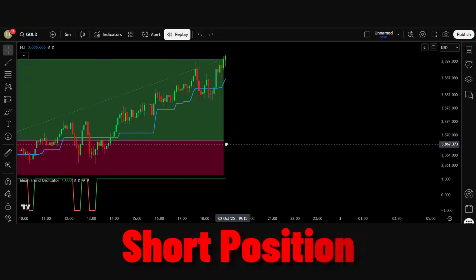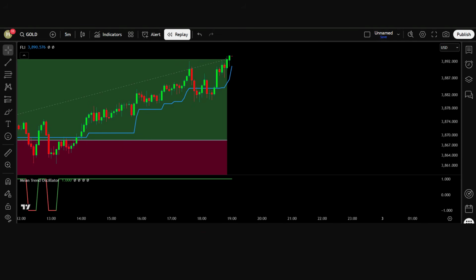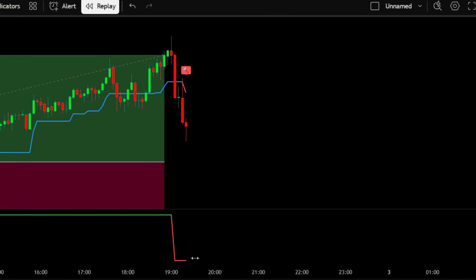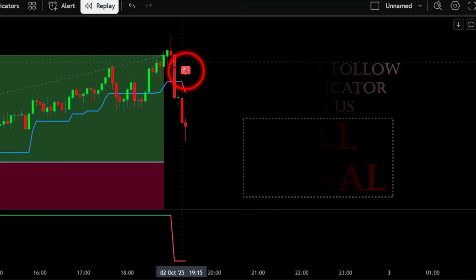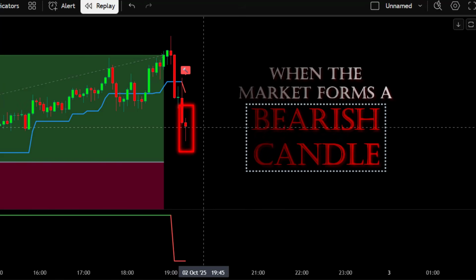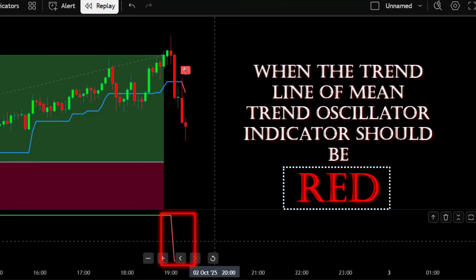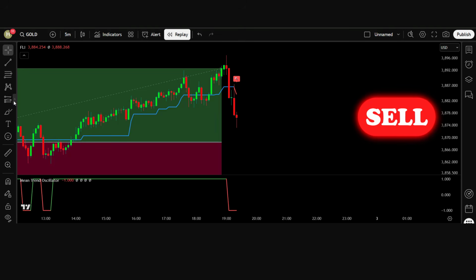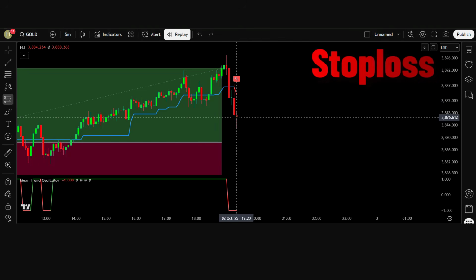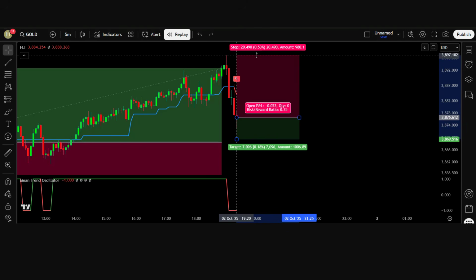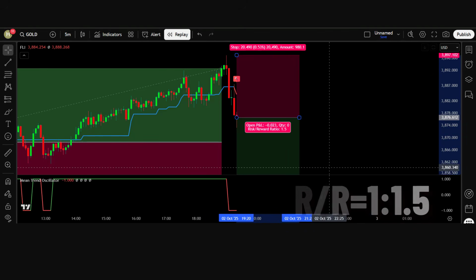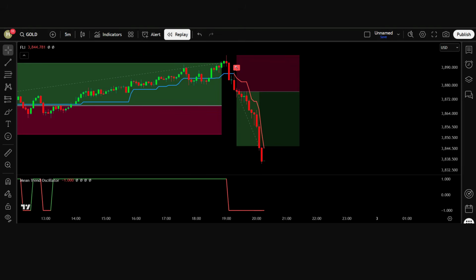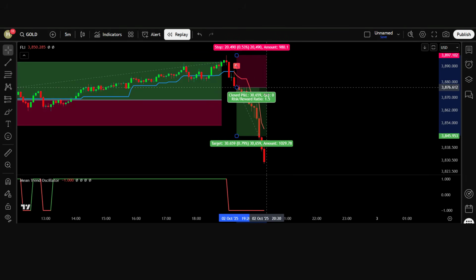Now let us understand the short position. When the Follow Line indicator gives a sell signal, when the market has created a bearish candle, and when the trend line of the Mean Trend Oscillator indicator is red. If this condition is fulfilled, then we will place a sell order. Place your stop loss at the current market's higher level with a 1:1.5 risk-reward ratio. The market has completely hit the target.